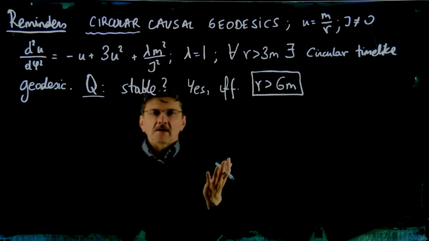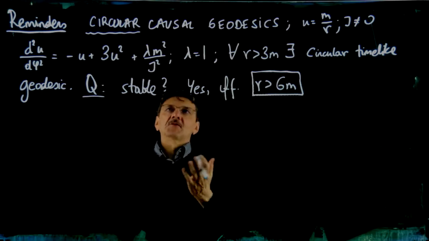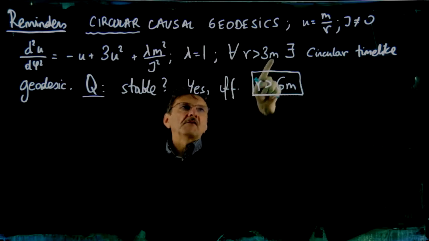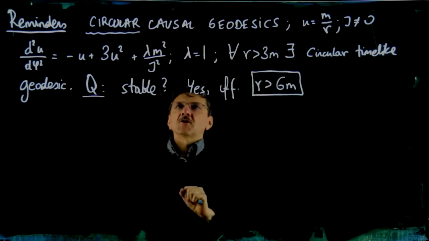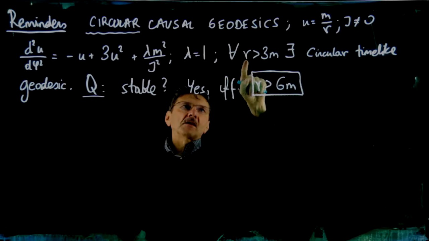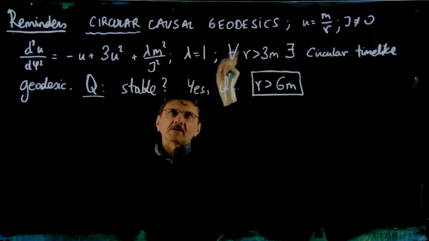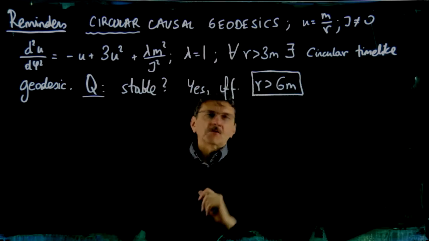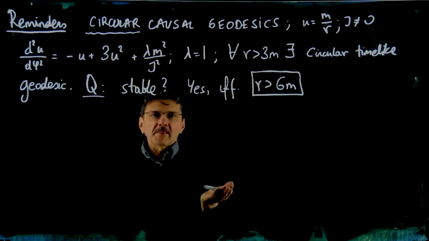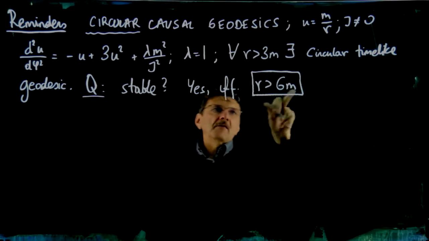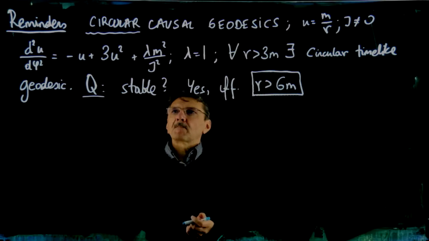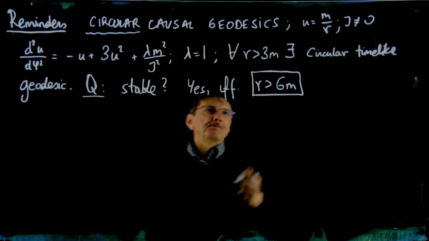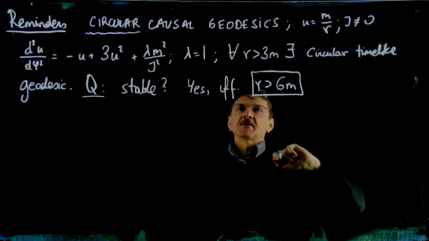There are three magical numbers in the Schwarzschild geometry, if you think about geodesics. One is 3m. It's related to the existence of circular time-like geodesics, but even more with the fact that at r equals 3m you have circular null geodesics. So you have a cylinder r equals 3m on which you have null light rays, which stay there forever. Of course, there's r equals 2m, that's the event horizon. And the third magical number is 6m, with the stability question.